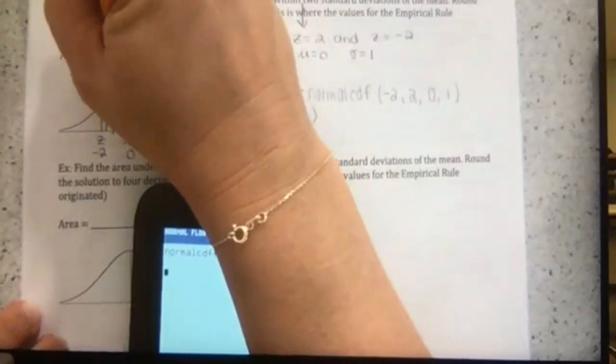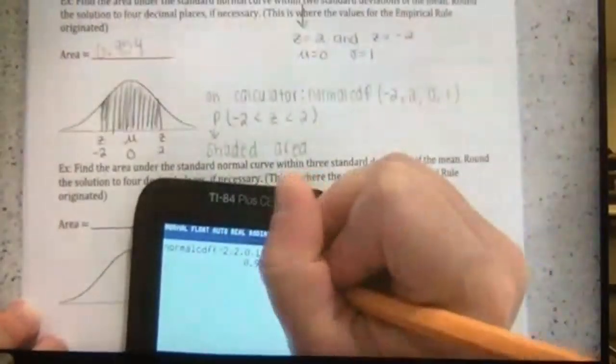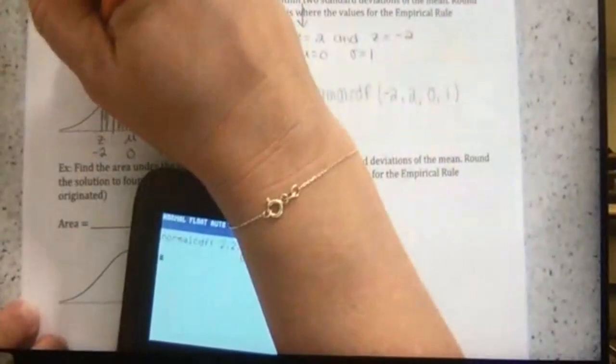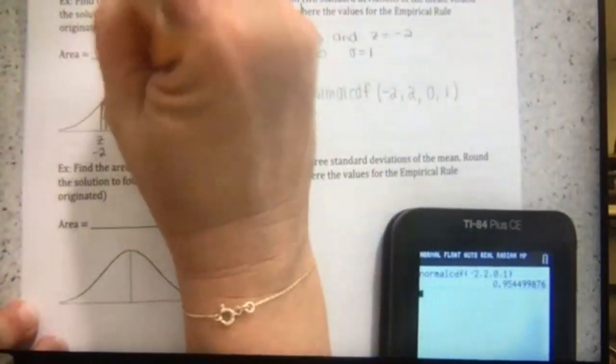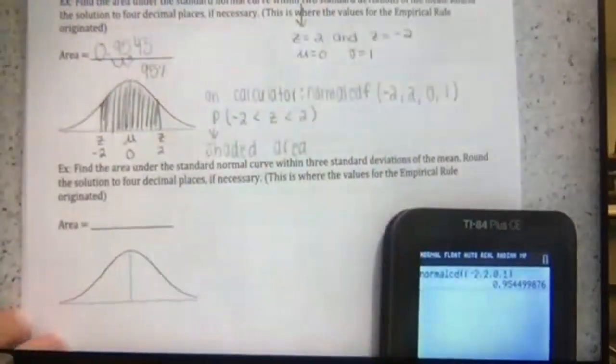Area 0.95449. So that second 4 is going to round up to 5. And then remember, empirical rule told us in percentage form. So that would give us that 95%.